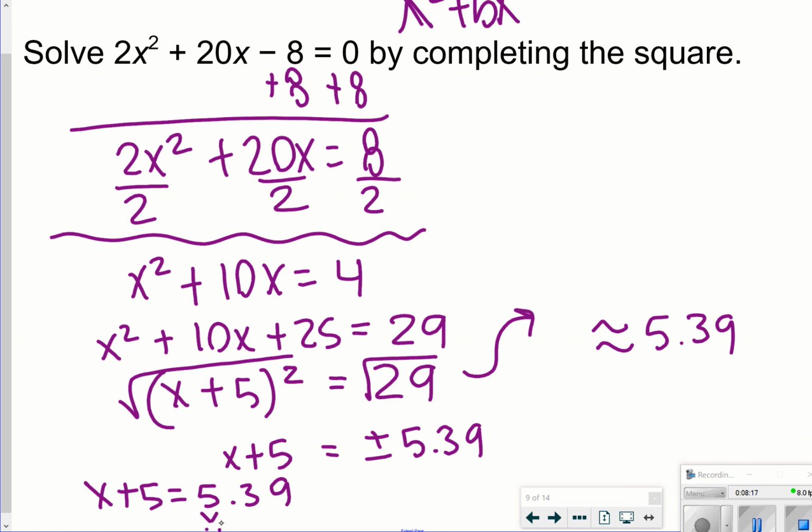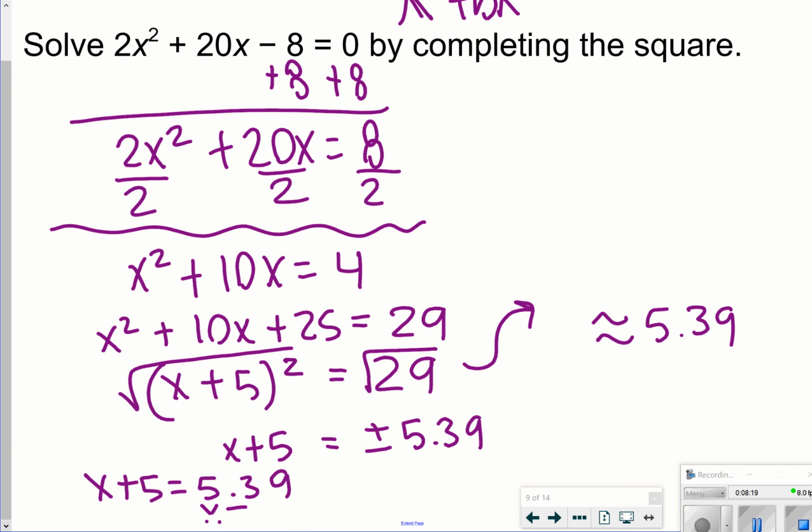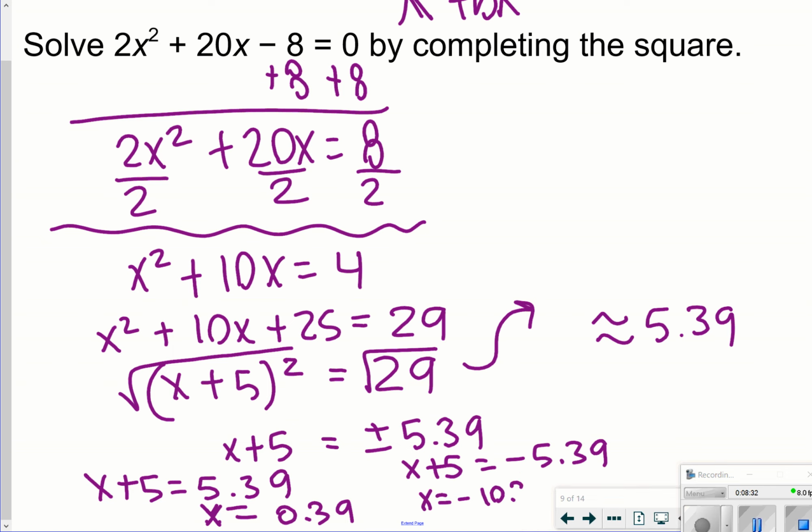So x plus 5 is equal to positive 5.39. That's going to give us one answer of 0.39. And then x plus 5 is equal to negative 5.39. That's going to give us an answer of negative 10.39. Okay, so those are my two answers for this example.